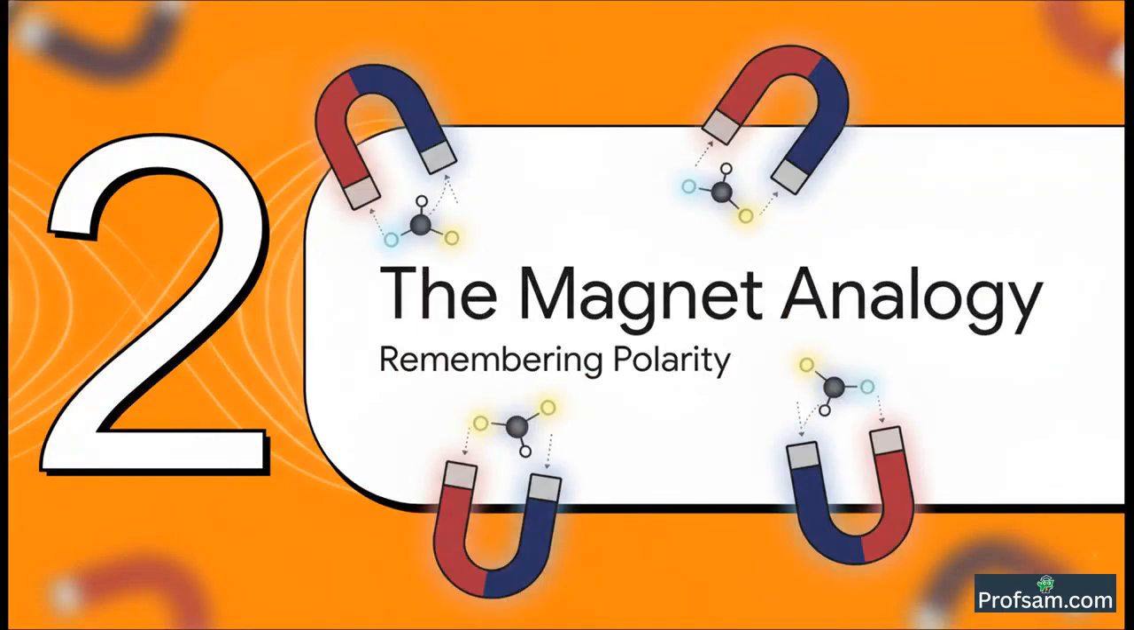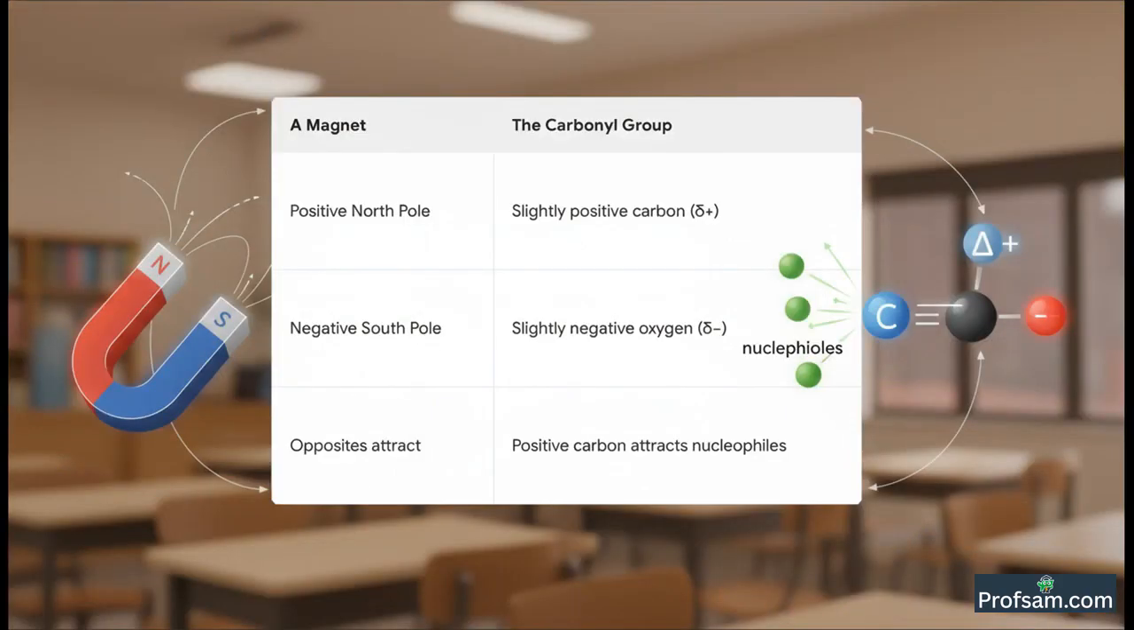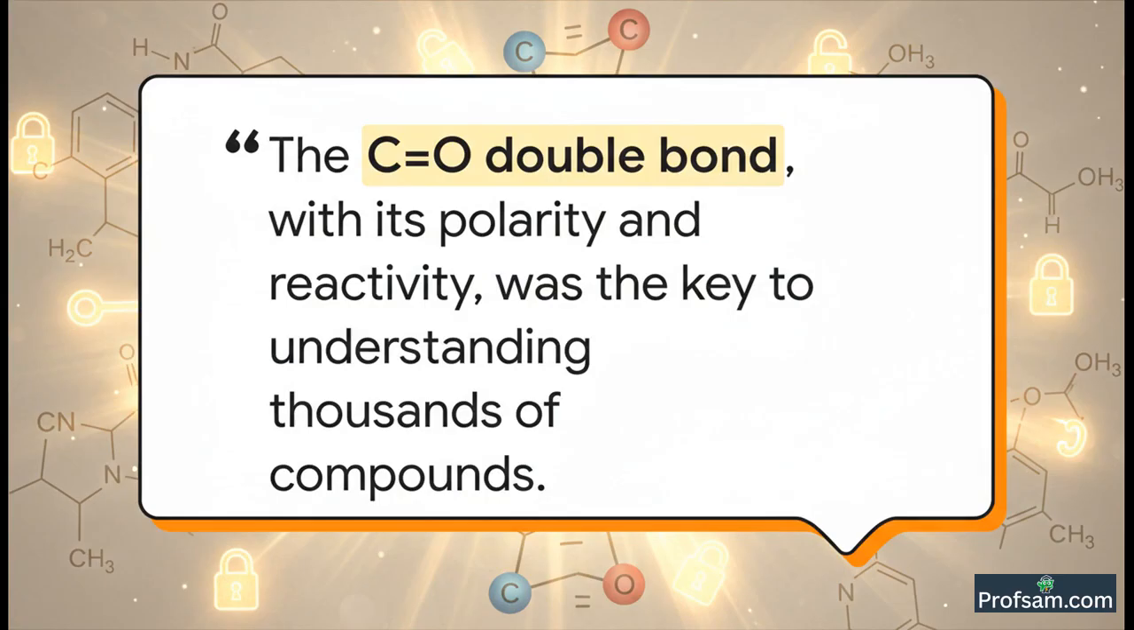Okay, to make this concept of polarity very, very clear and easy for you to remember, let's use an analogy. Let's think of the carbonyl group as a small magnet. You see, a magnet has a positive north pole and a negative south pole. The carbonyl group is just like that. It has a slightly positive carbon atom, which is like our positive north pole, and it has a slightly negative oxygen atom, which is like our negative south pole. And what is the first rule of magnets? Opposite poles attract. So that positive carbon atom will attract any species that is rich in electrons. And in chemistry, what do we call these electron-rich species? We call them nucleophiles.